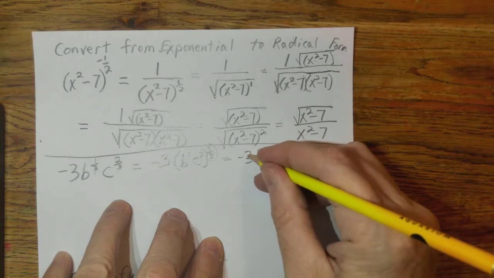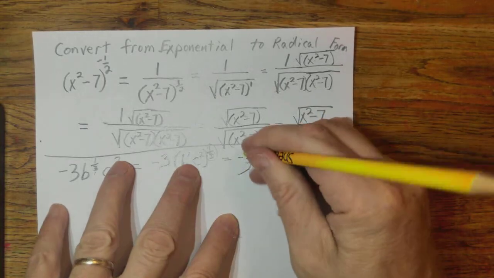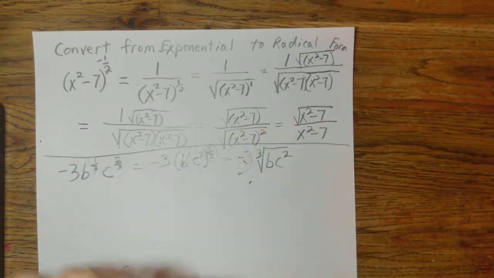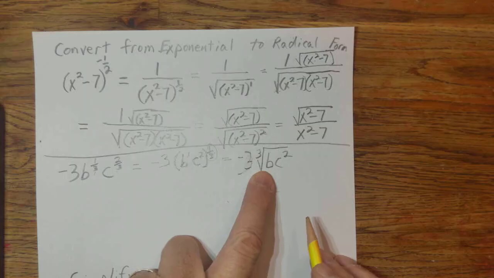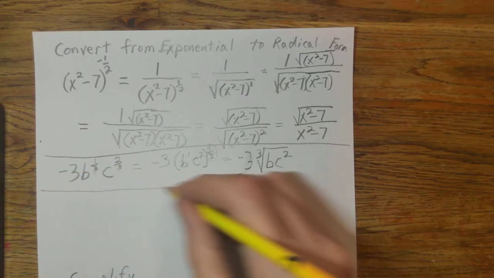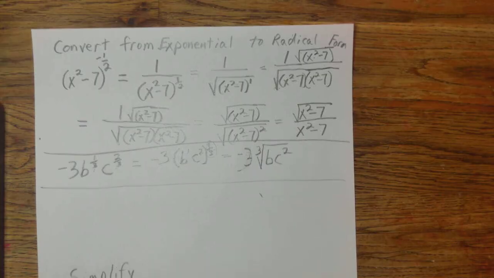Okay, so this is negative 3. Let me write that a little better. Negative 3 times the cube root of b c squared. Okay.